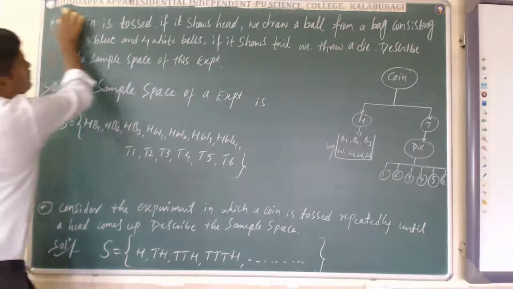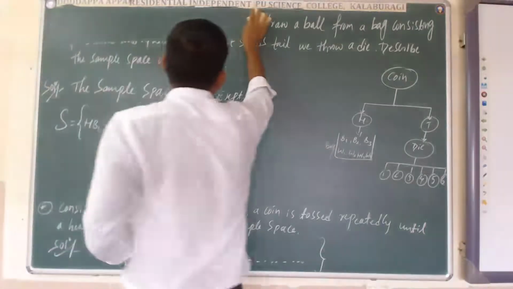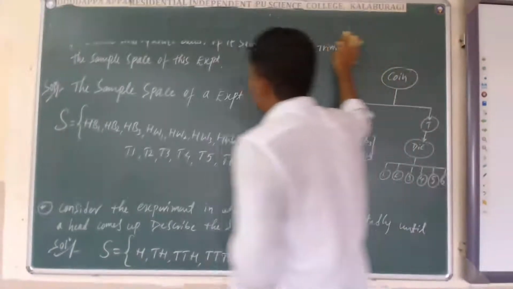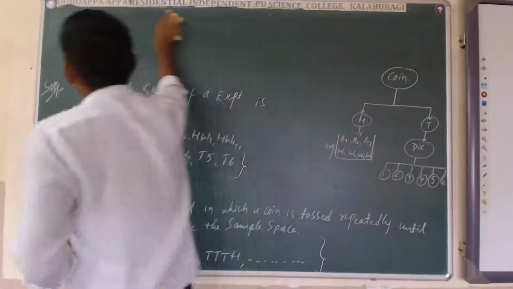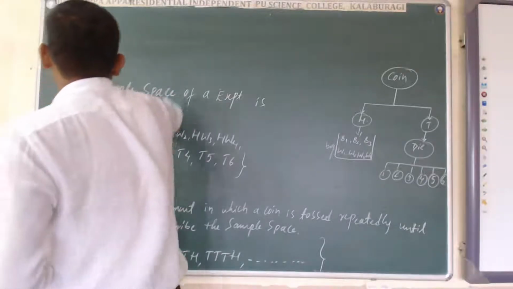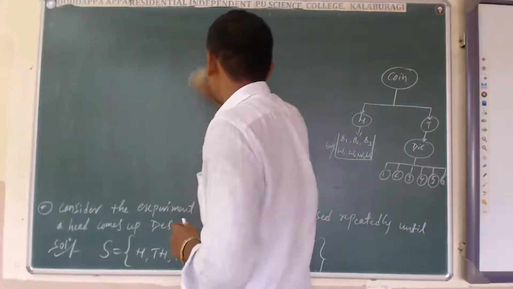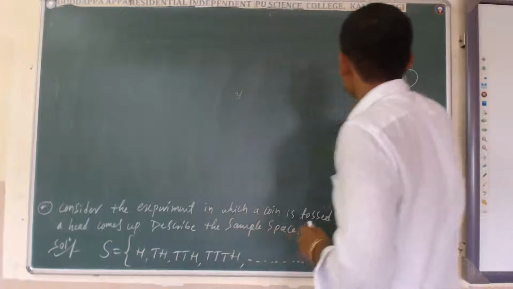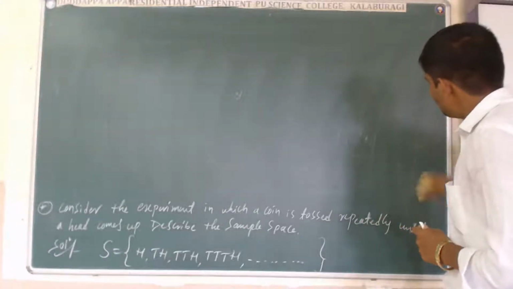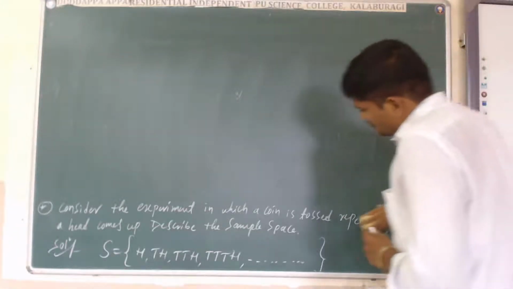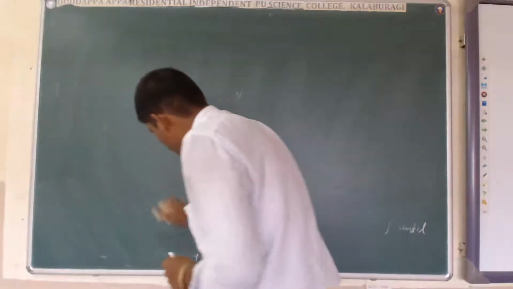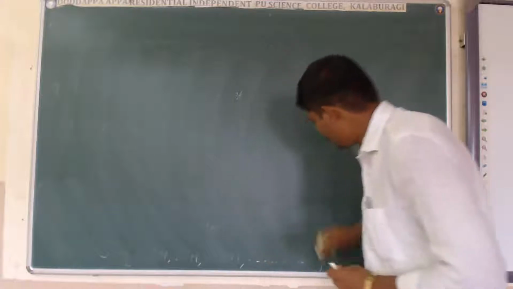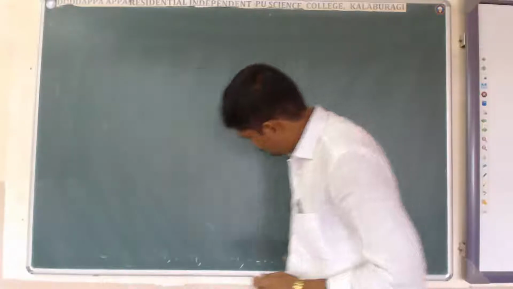Now, these are the examples of sample space. In the previous class we studied these concepts. So now the next concept is very important, that is events. In the last class I discussed only the definition. Now today we must discuss events, types of events, algebra of events.